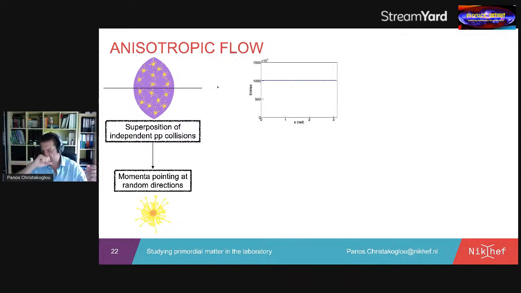And we can think of a heavy ion collision as a superposition of independent nucleon-nucleon collisions: protons on protons, protons on neutrons, neutrons on neutrons from the two different ions. If this is the case, then the final state particles emitted from these independent collisions will have their momenta pointing in random directions. So at the end of the day, the azimuthal distribution that you will see for the emitted particles will be pretty flat. There will be no preferred direction.